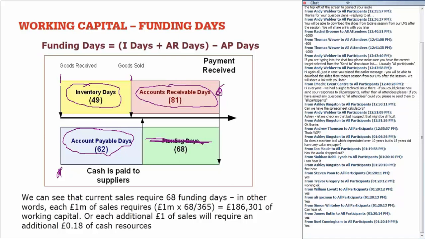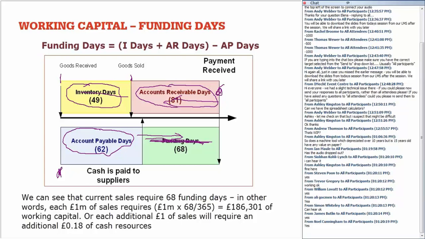It's the money that you need to trade in the way that you do. So how do you improve working capital? Well, you hold less stock. You get better credit terms from your suppliers. You get your customers to pay you earlier.